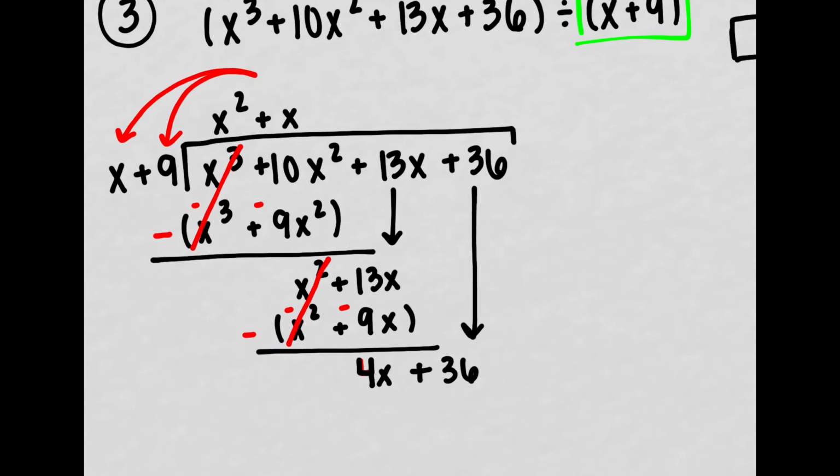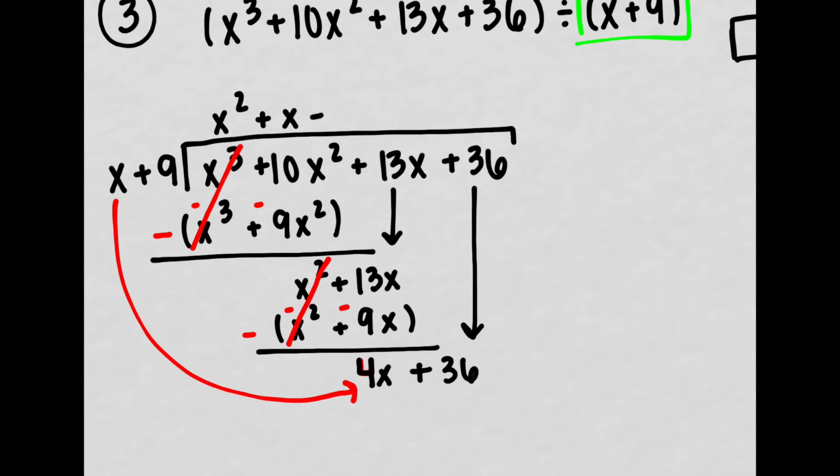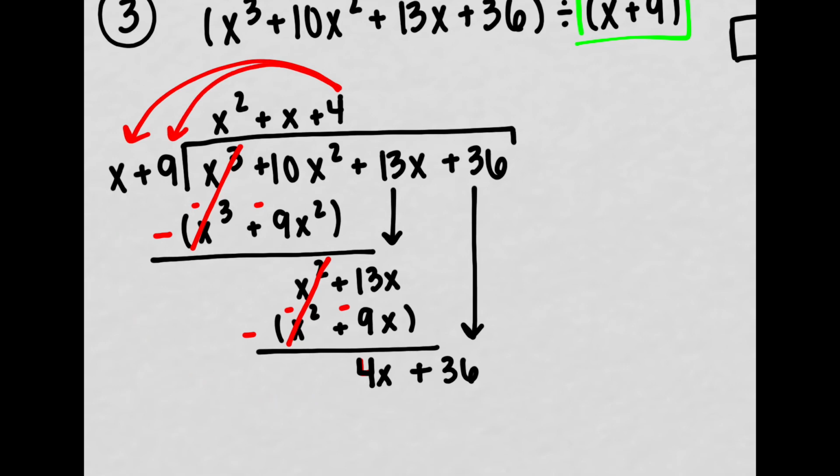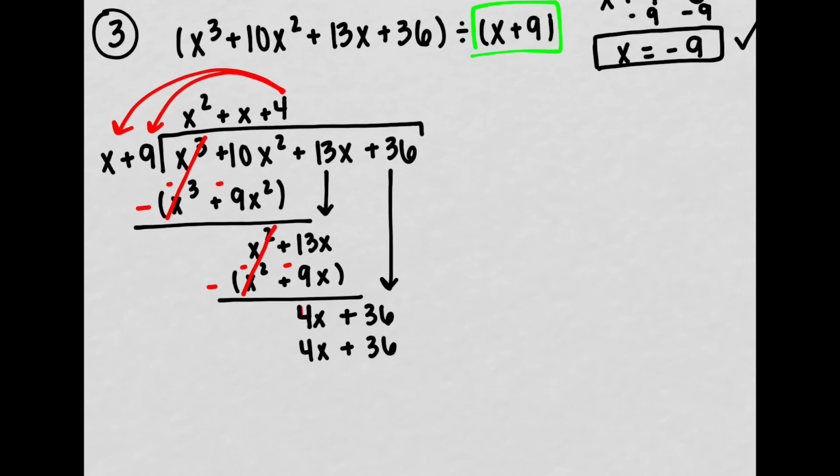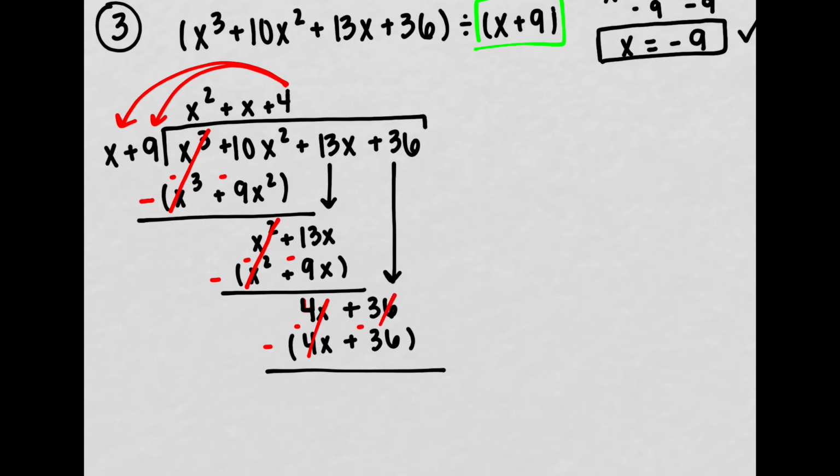And again, I'm going to ask myself, what do I multiply x by to get 4x? That ends up being a positive 4. I have to multiply that positive 4 by x and by 9. When I do that, I end up with 4x plus 36. Put your parentheses, your minus sign, change your signs. And then I have 4x minus 4x, which cancels out. And then 36 minus 36, which cancels out. So ultimately, at the end, I'm left with 0.